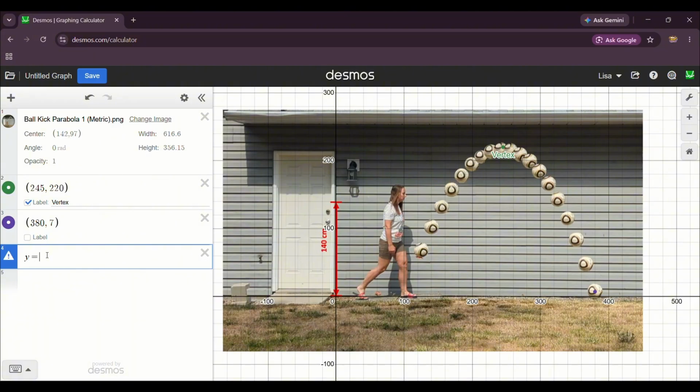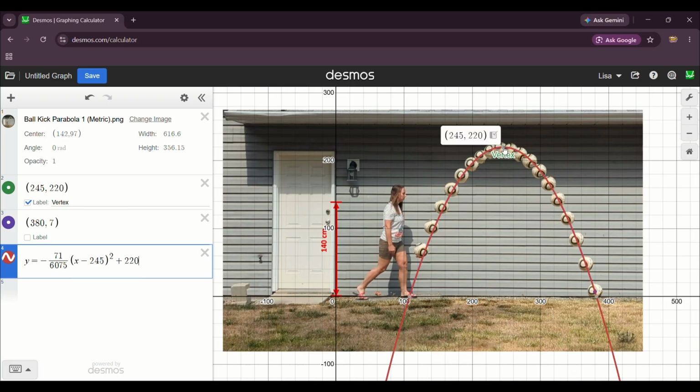Y equals negative 71 over 6,075. I am choosing to use the fraction version for my a value rather than the decimal value. It really doesn't matter at this point. Just use about 3 or 4 significant digits. X minus 245 squared. Remember, we need that because that's the key to the shape. Plus 220. Now the red line goes perfectly through the vertex and the coordinate that we've determined.